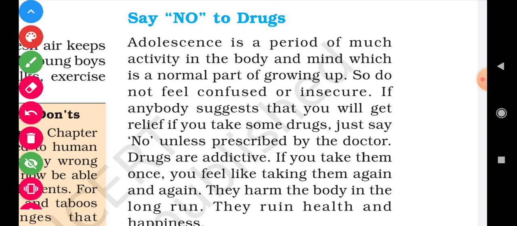So adolescence is the age, students, in which many kinds of psychological and physical changes occur. So please do not feel confused or insecure if you are in a situation in which you feel that you are not in a condition to tell this to anyone else. Feel free to discuss it with your mother or your father. They will solve all your doubts and confusions, and help you relax in this kind of situation.